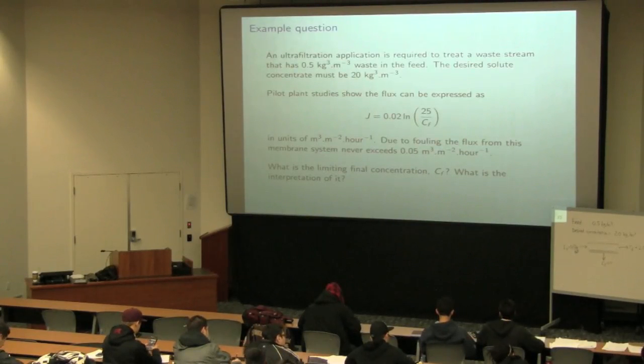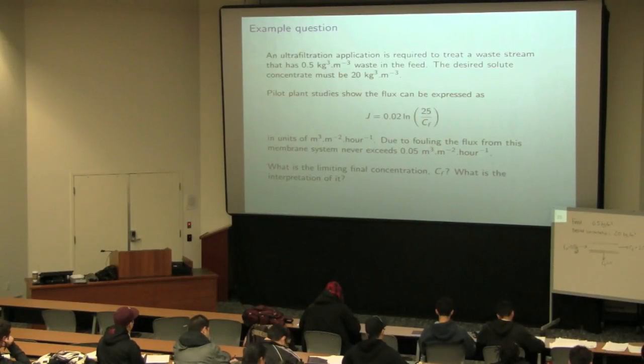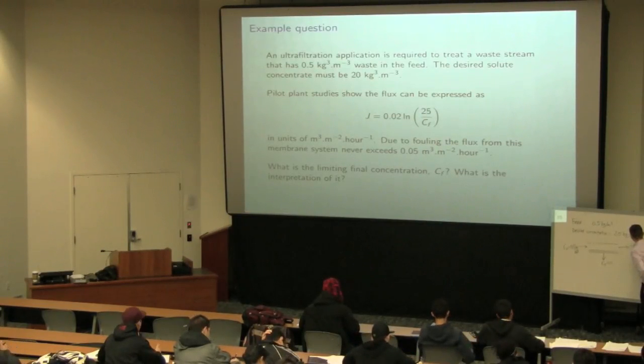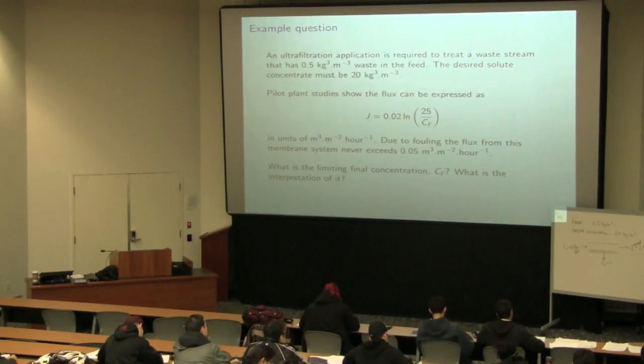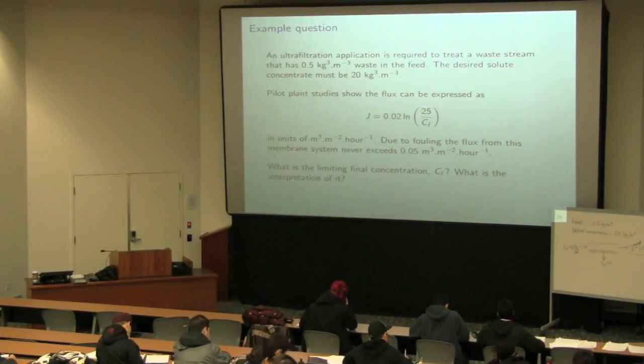Okay, so this is saying that if I operate at the limits of the membrane's capability, that's the concentration I'm going to be getting at the outlet. So my desired concentration at the outlet, Cf desired, is a different number. It's 20 kilograms per meter cubed. That's where I'm hoping to get from this membrane. Am I going to be stuck? Is this going to be a problem that my desired concentration is greater than my limiting concentration? Or is this okay?